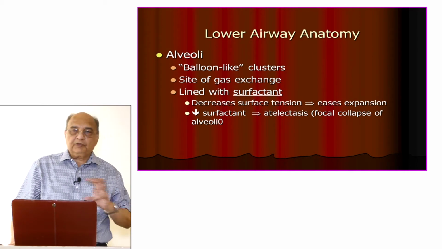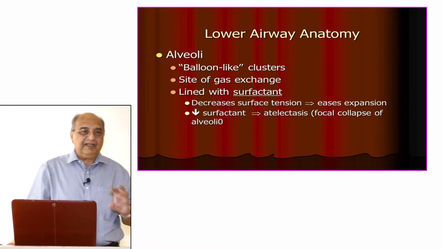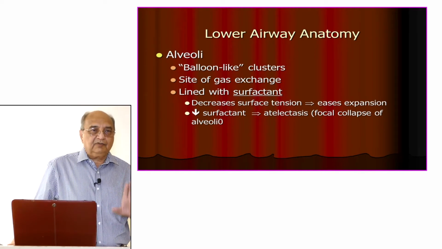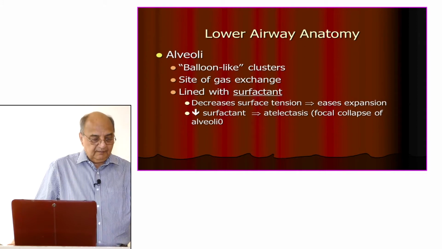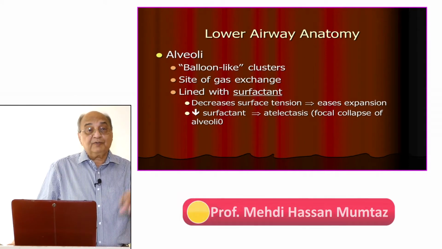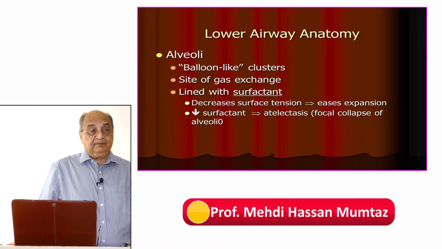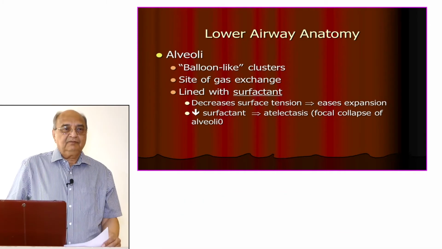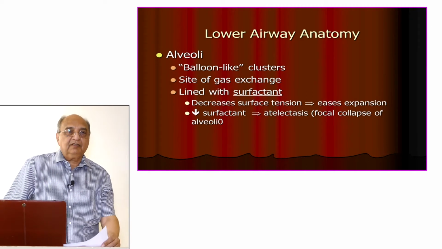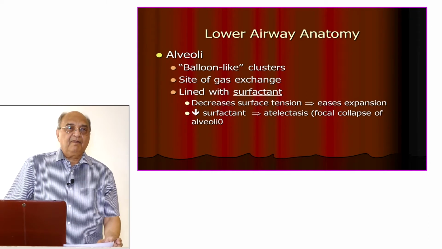Now, whenever you put a patient on a ventilator, there are three things we have to consider. There are three types of trauma you can give to the patient. One is barotrauma, then volutrauma, and third is biotrauma.